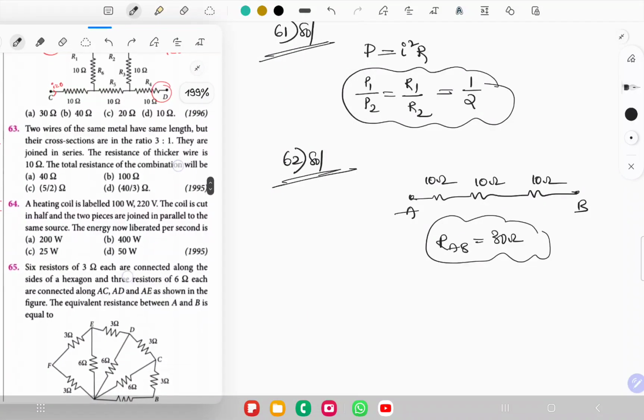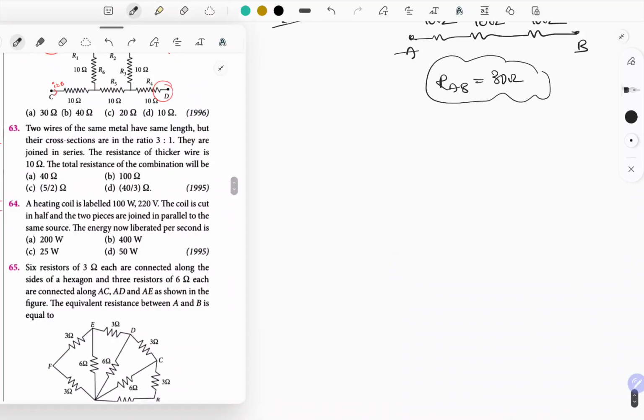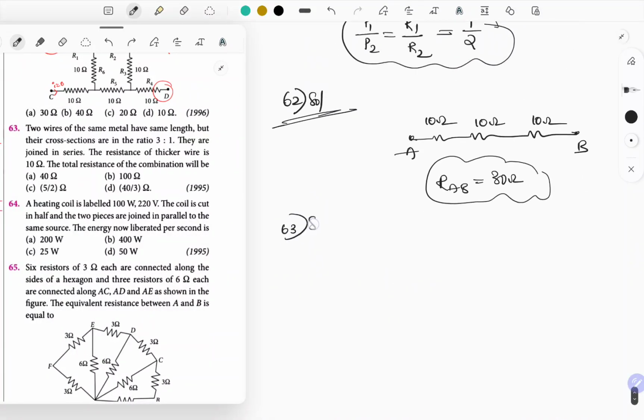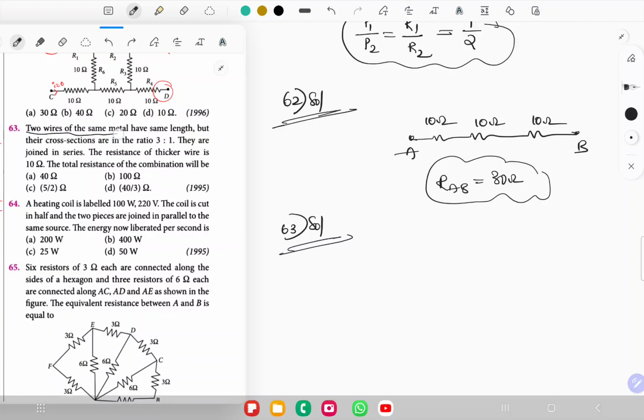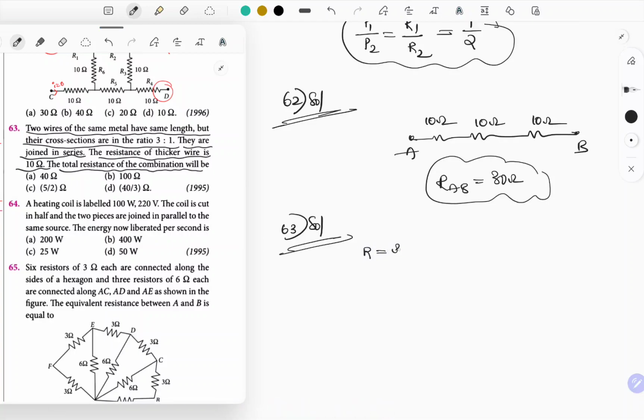In question number 63, two wires of the same metal have the same length but their cross sections are in the ratio 3:1. They are joined in series. The resistance of the thicker wire is 10 ohm. The total resistance of the combination will be? Okay. Length is the same but the area of cross section is different. We know the formula for resistance R is equal to rho L by A. And both are of the same metal, that's why rho is also constant.